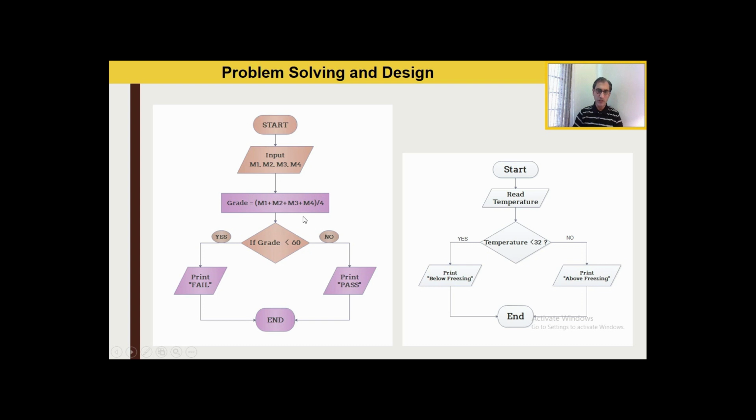Now this is a process. You could see that this is an elongated rectangle, which is a symbol used for processes in a flow chart. So what is being processed? All the marks are being added and divided by 4 in order to find out the average. Whatever average is found out of these marks is being assigned to, you could say, a variable called grade. Well, I hope you do know what variables are.